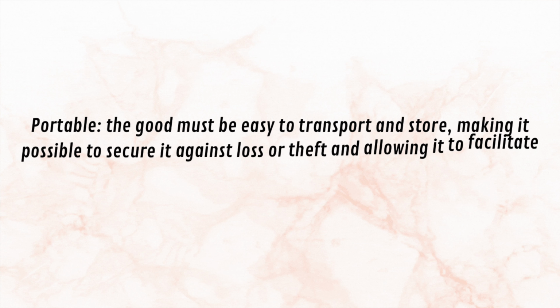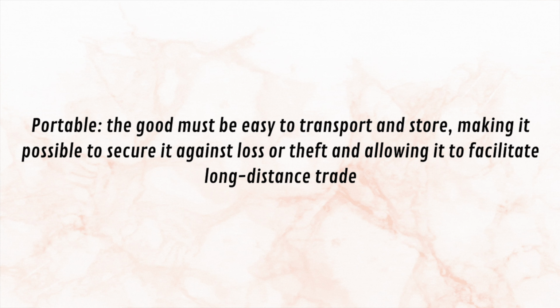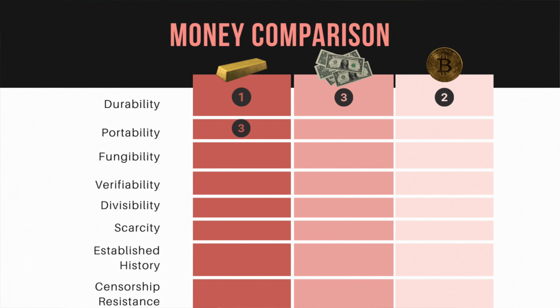The second factor is portability, which means that the good has to be easy to store and transport. Also, it has to be stored in a way that prevents theft and loss. For example, a cow compared to a gold ring. A gold ring is more portable than a cow. So first, gold. Physical gold is not portable at all. It is expensive to transport and it's also very risky.